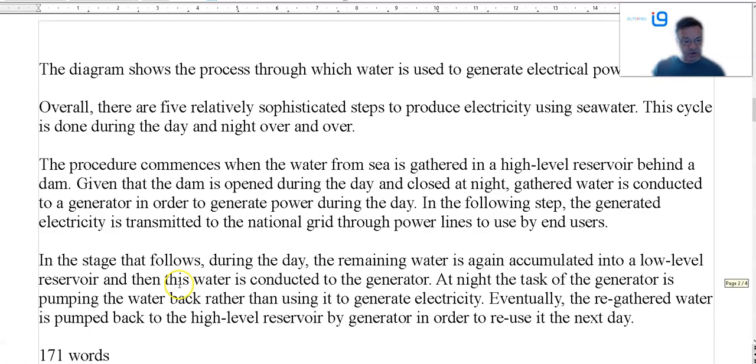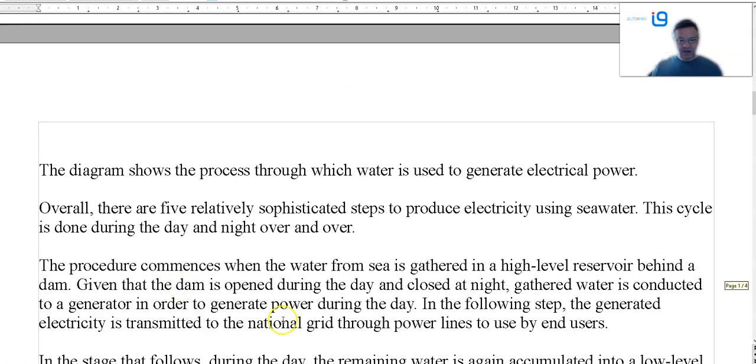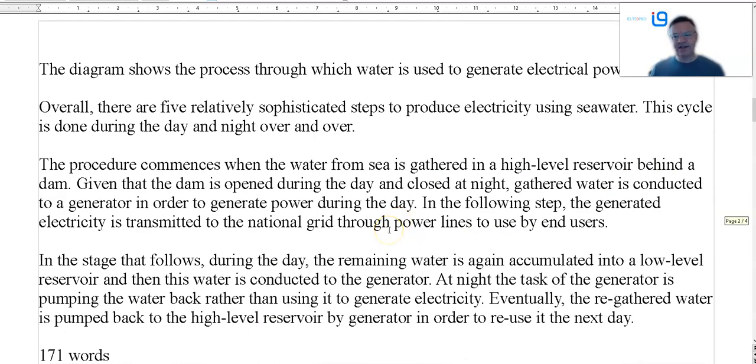Let's have a look at this next one here. Diagrams, what is usually electrical power? Okay. Five relatively sophisticated steps. Is this the same for seawater? Eh? So five steps. Seawater? Well, it's a river.